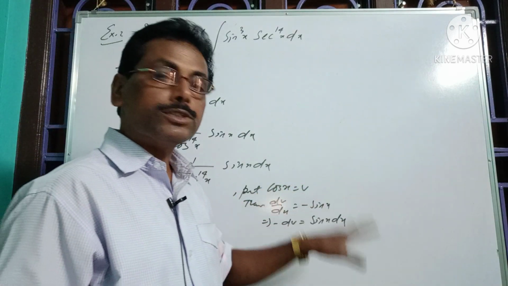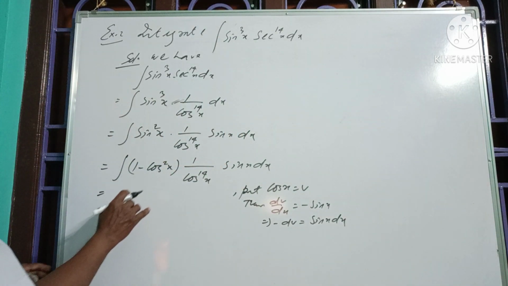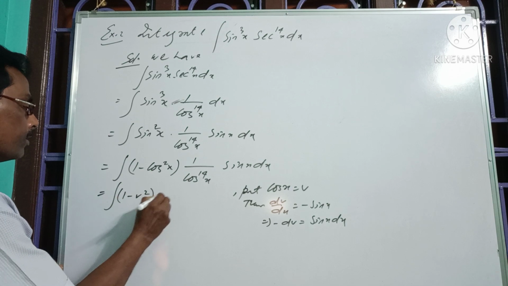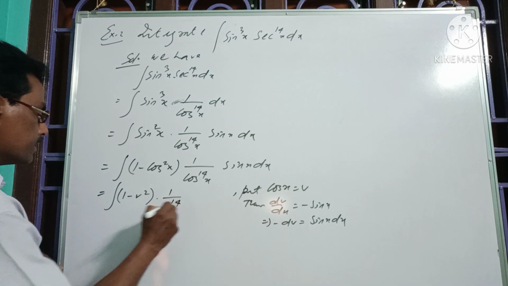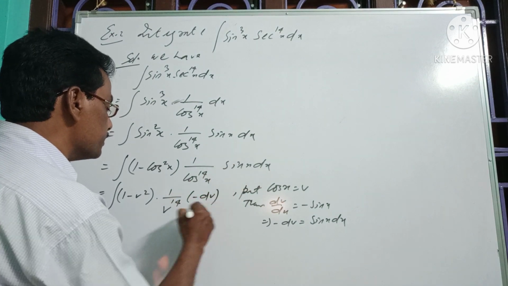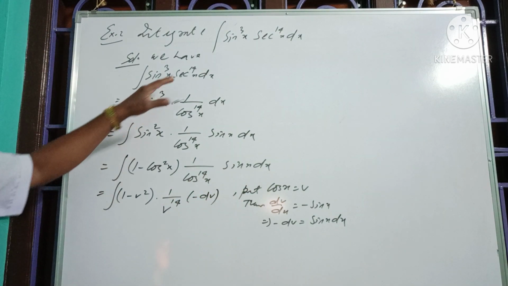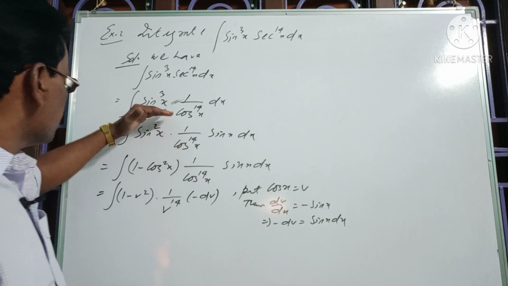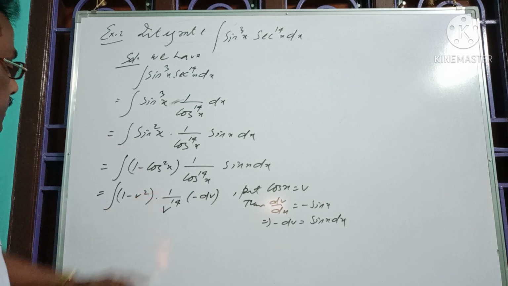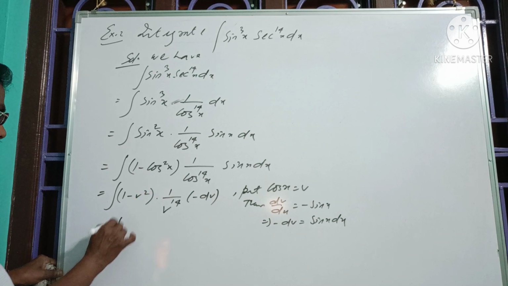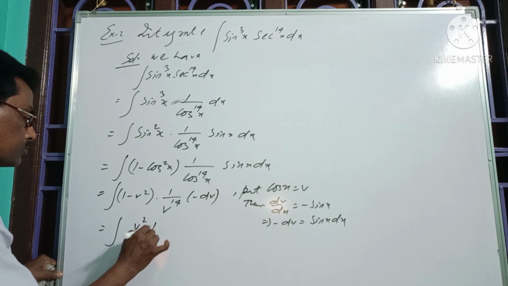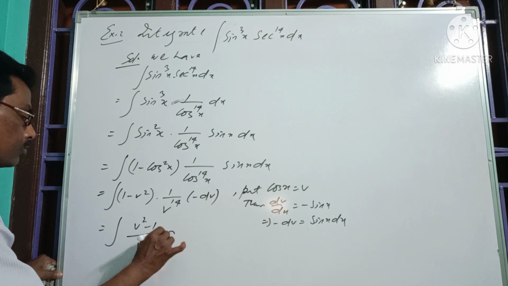Now substituting sin x dx and cos x in the integrand will give us 1 minus v square into 1 by v to the power 14, and in place of sin x dx we have minus dv. So after substitution and differentiation, we reach a rational function of v, which is easily integrable. Simplifying and multiplying the minus with the function, we have v square minus 1 by v to the power 14 with respect to v.